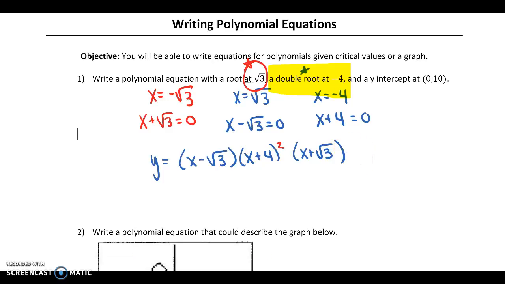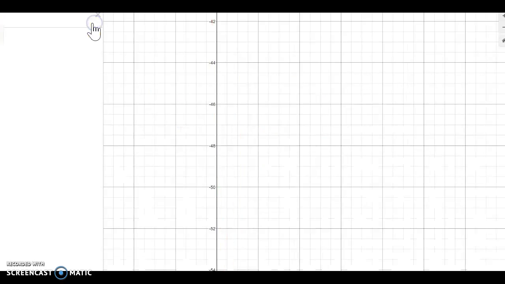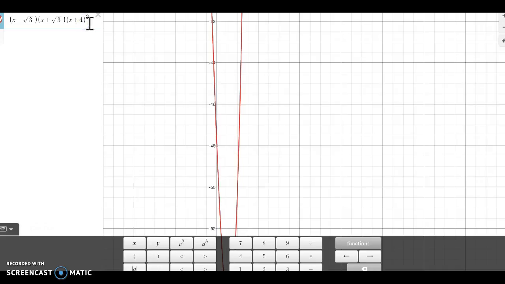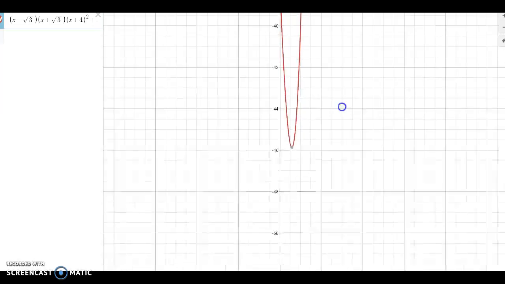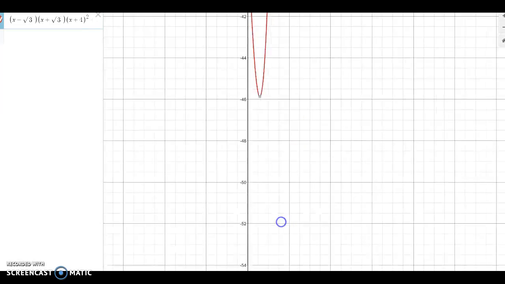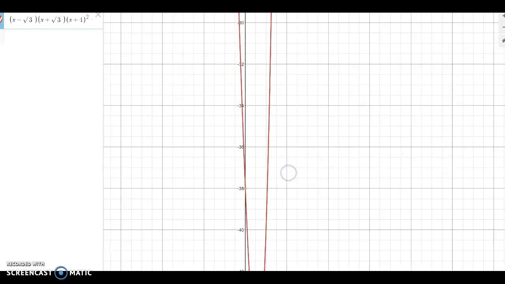The first thing I see people do is add a plus 10 out here. So let's try that. Let's add a plus 10 and see if that gives me the right y-intercept. Okay, so here's my graph now. There's my y-intercept. All it's done is shifted it up 10. It's not at 10. So that's not going to work.